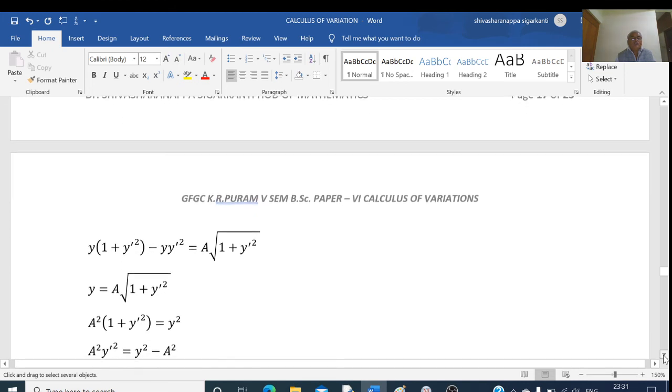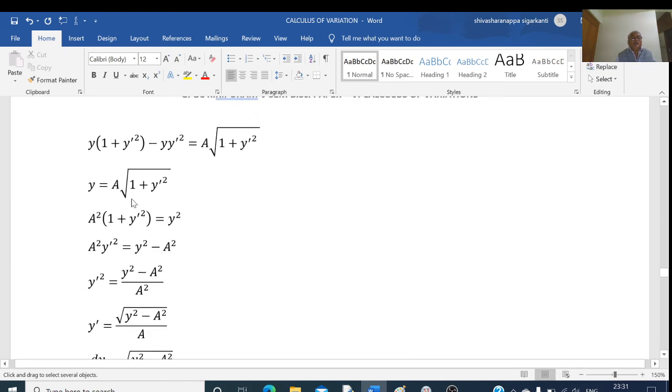And if I square this equation, I will get y square equal to a square into 1 plus y dash square. That is a square into 1 plus y dash square is equal to y square. Taking this a square onto the right hand side, that will become minus a square. A square y dash square is equal to y square minus a square, or y dash square equal to y square minus a square divided by a square.